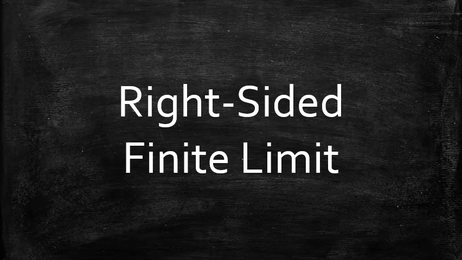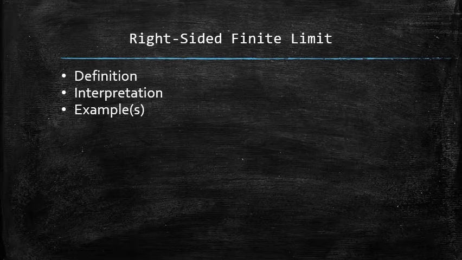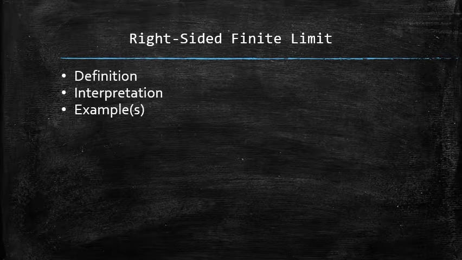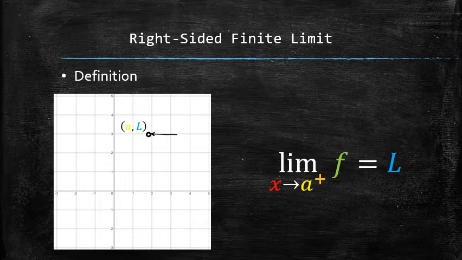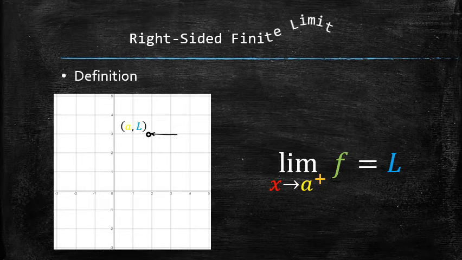Next, we will introduce a right-sided finite limit. As a part of the introduction, we will discuss the definition, interpretation, and a few examples. We associate the following behavior around the point (a, L) with the following limit statement, called the right-sided finite limit.